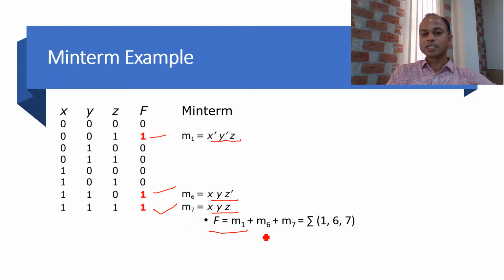So we may write this function like this, as a sum of individual min terms. The terms are m1, m6 and m7 because the value is 1 at those places. This is the 0 place, 1 place, 2 place, 3 place, 4th place, 5 place, 6 place, 7 place. Therefore, we have written m1, m6 and m7. So the answer for our function is m1 plus m6 plus m7. We may also write summation of 1, 6, 7. In this way, we can solve a particular Boolean function.